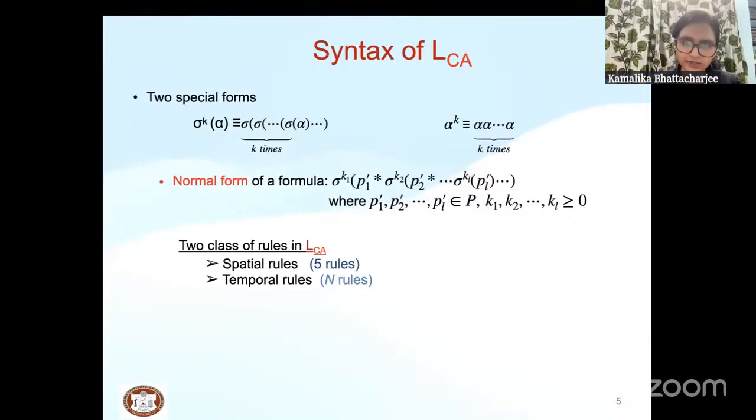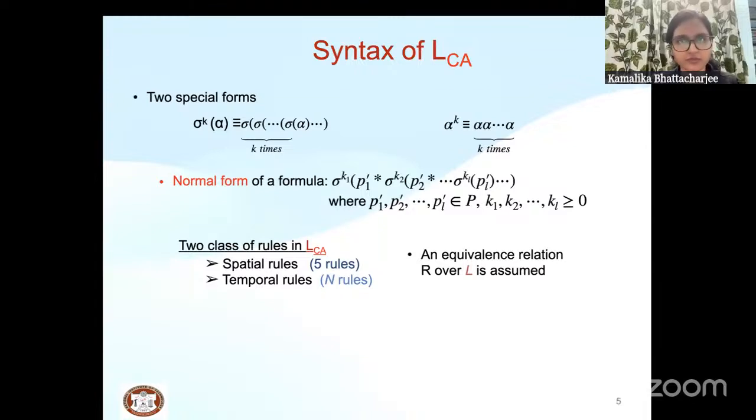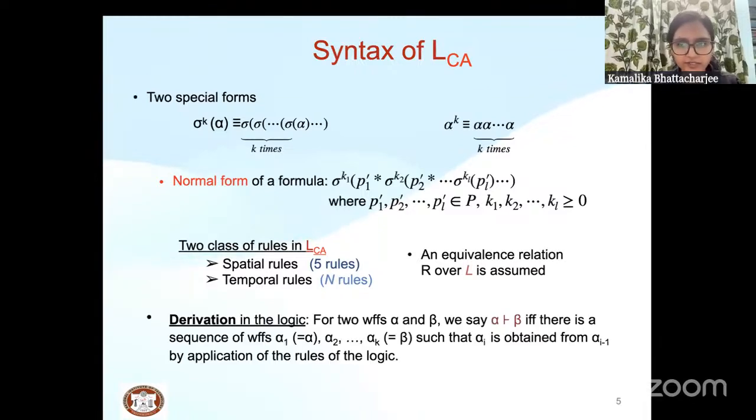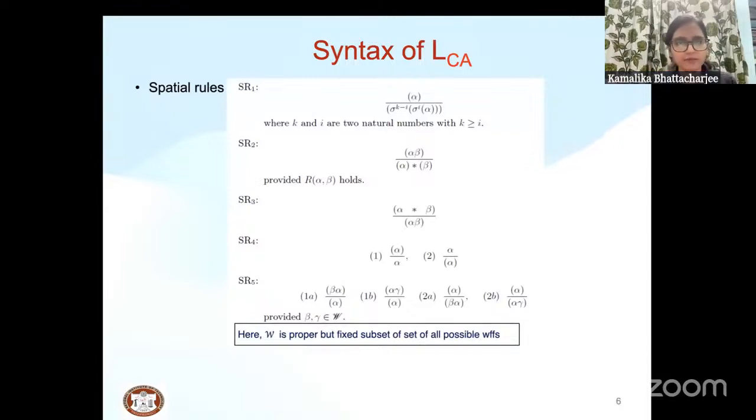We use two classes of rules, some spatial rules and some temporal rules. There are 5 such spatial rules. And we also take an equivalence relation R over this L. And we define the derivation: we call alpha turnstile beta if and only if there is a sequence where alpha 1 is alpha, alpha 2 to alpha k, where alpha k is beta, and alpha i is obtained exactly from alpha i minus 1 by application of the rules of the logic. So only alpha i minus 1 we are considering for taking the next step.